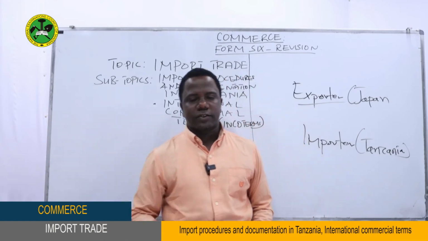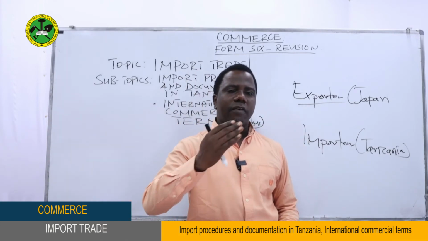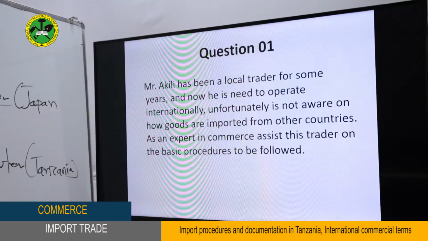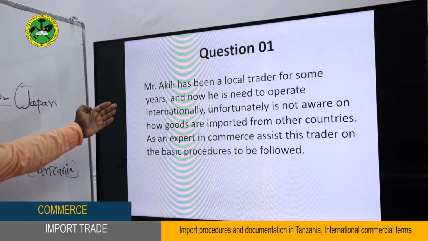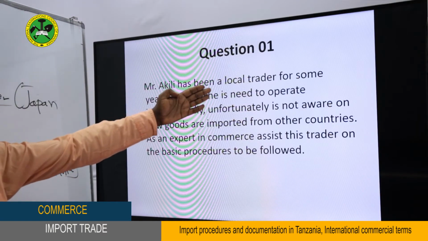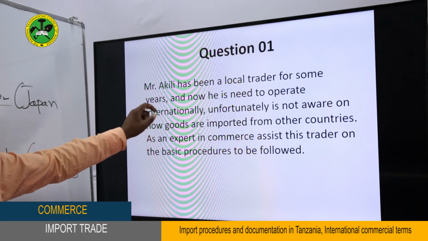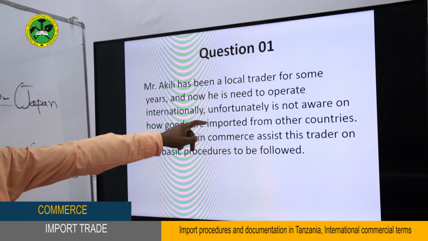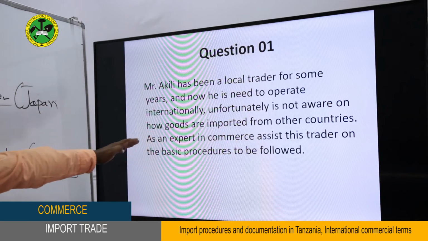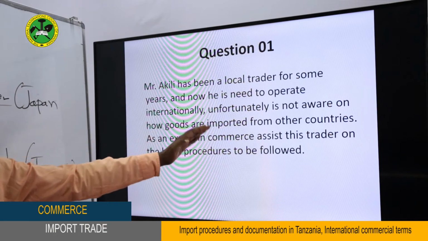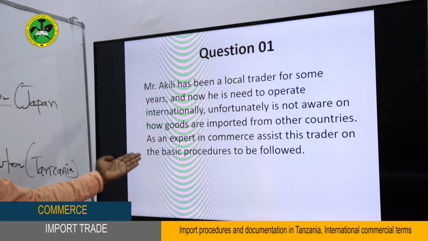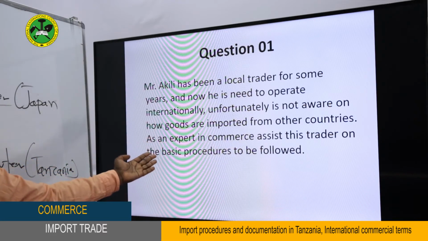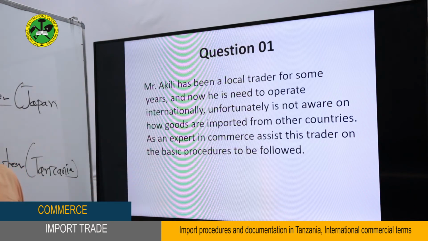So my dear students, a question of interest here can be asked in this way. Mr. Akil has been a local trader for some years and now needs to operate internationally. Unfortunately, he is not aware of how goods are imported from other countries. Now, as an expert in commerce, assist this trader on the basic procedures to be followed.